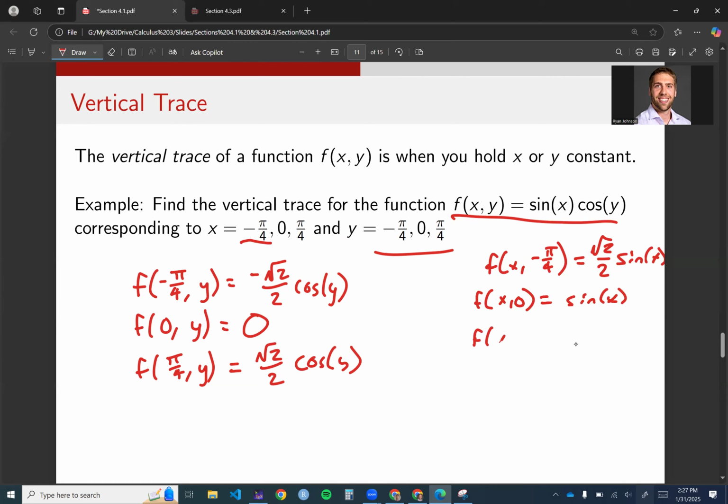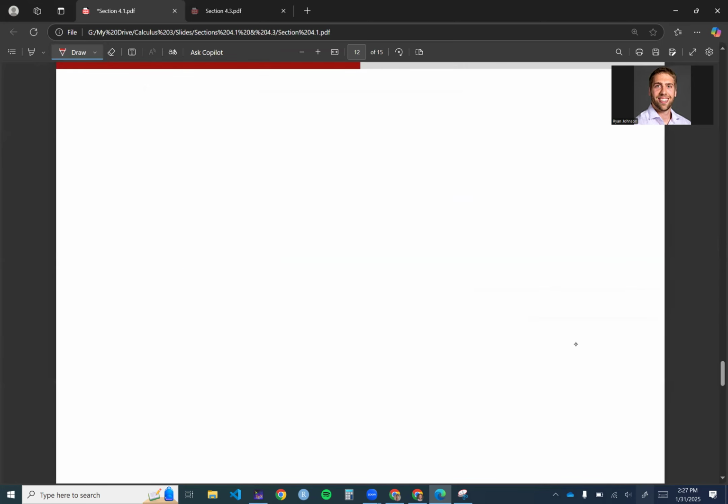And then f of x positive pi over 4, this can also be square root of 2 over 2 sine of x. Has anyone figured out what this thing might look like? I'm going to do my best.